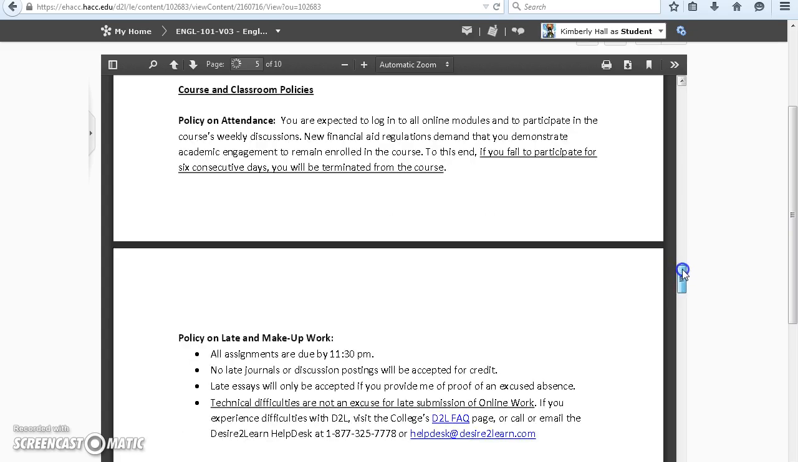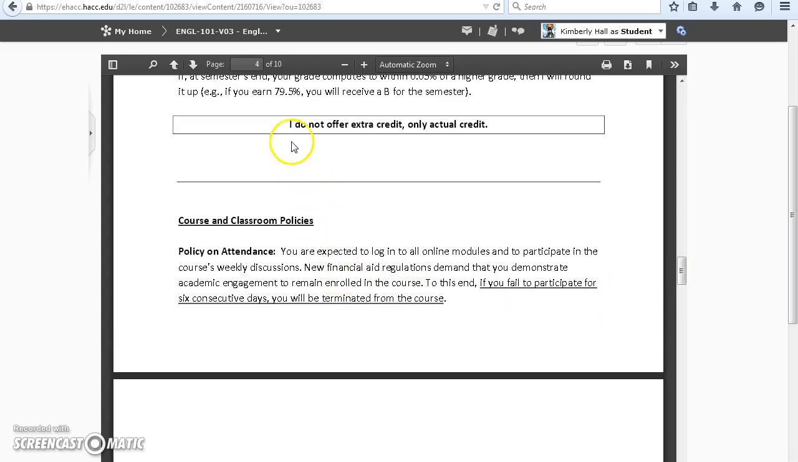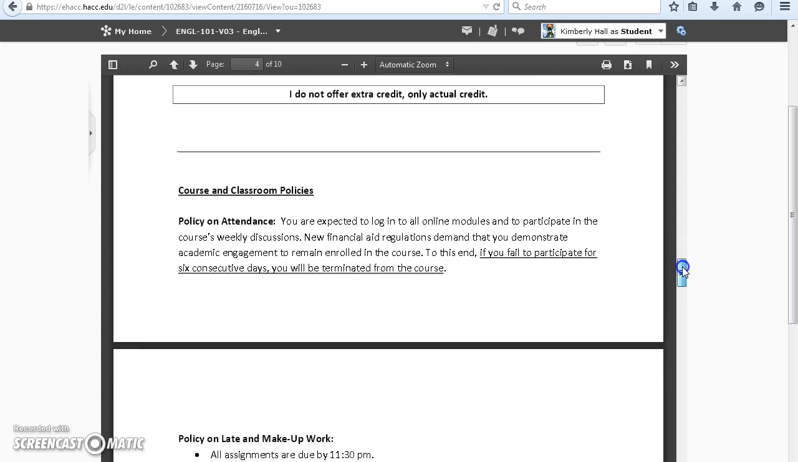The other thing on that page that's important is the reminder: I do not offer extra credit, only actual credit. That pretty much states what I mean there. I don't give extra credit, only actual credit. Don't skip 6 assignments and then beg for extra credit at the end, because you should have done the assignments that I'd given you, rather than ask me to make up special ones just for you.